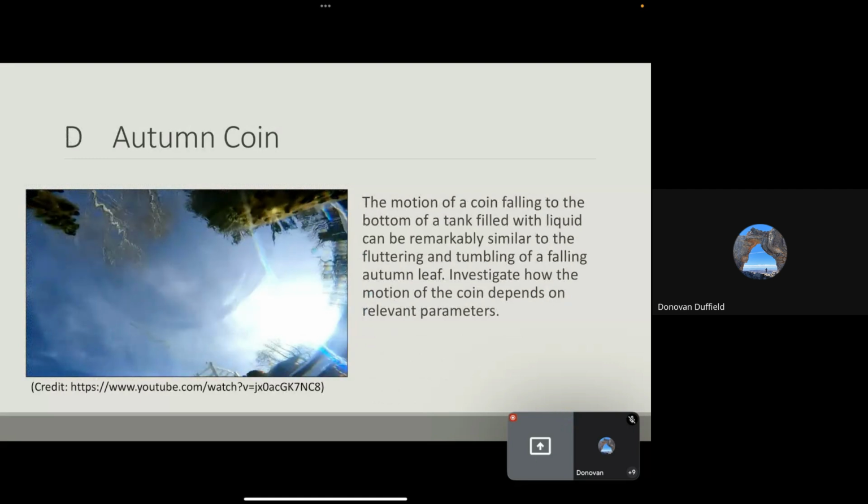Right? Fourth problem is the autumn coin. Right, so this is a mechanics problem, well, okay, it's actually a very difficult problem if you think about it mathematically, but here there are mechanics and fluids involved. So the motion of a coin falling to the bottom of a tank filled with liquid can be remarkably similar to the fluttering and tumbling of a falling autumn leaf. Right, so if you look at the video on the left, we clearly see this sideways fluttering motion of the coin when it's thrown in. And it is your job to investigate how the motion of this coin depends on relevant parameters.